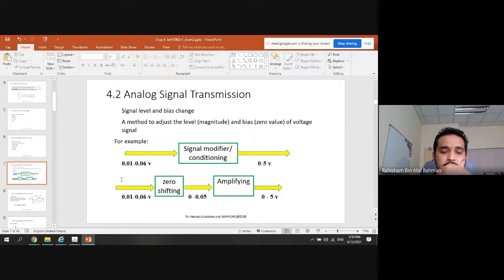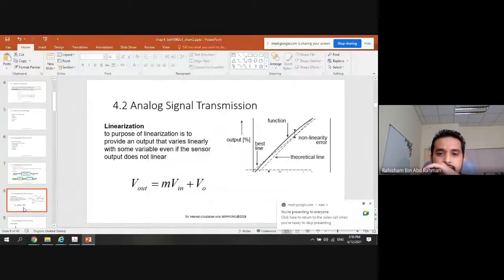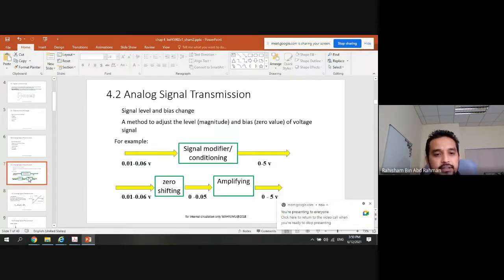Okay, next. This is signal level and bias. So we want the level to start at 0. We don't want to start at 2 or 5. So you need to calibrate so that it starts with 0. Same as before.